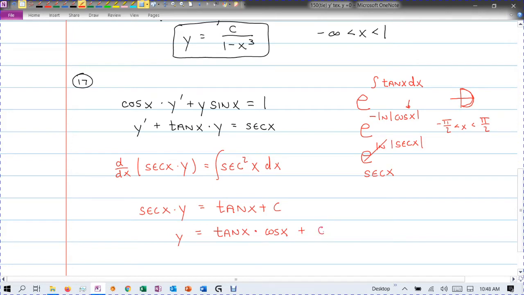So I'm just going to go c times cosine x. And let's see, tangent is sine over cosine, so this is sine x over cosine x, and the cosines cancel, so we just get sine x plus c times cosine x. And that should be our general solution here, so long as x is restricted. All right, moving on. 18.